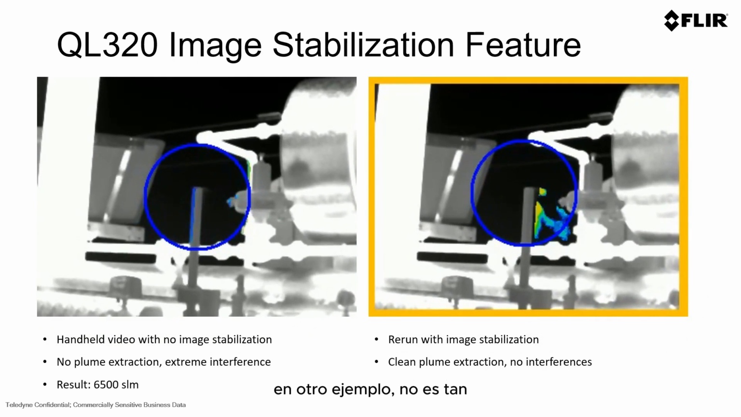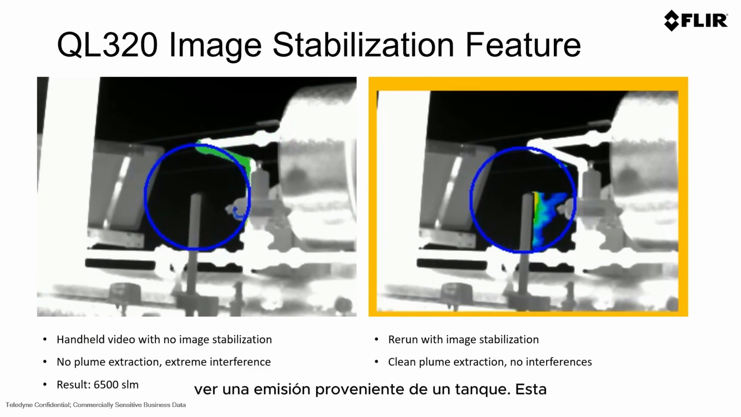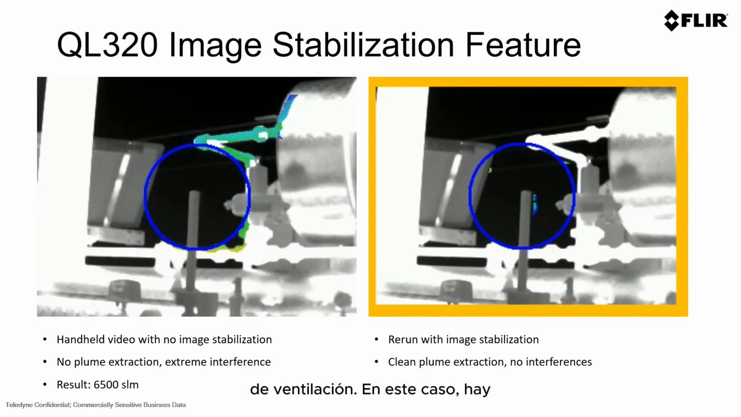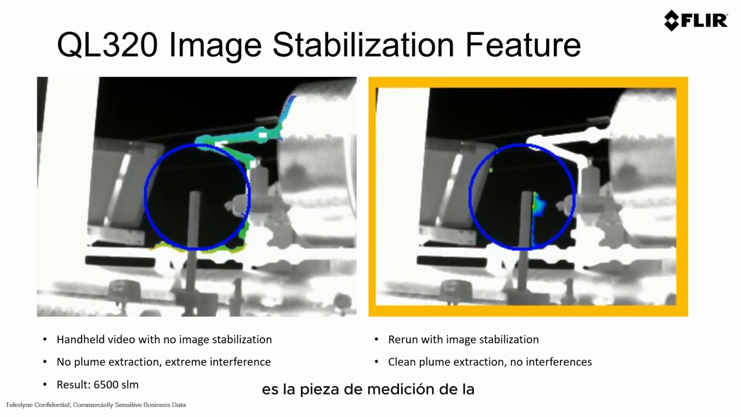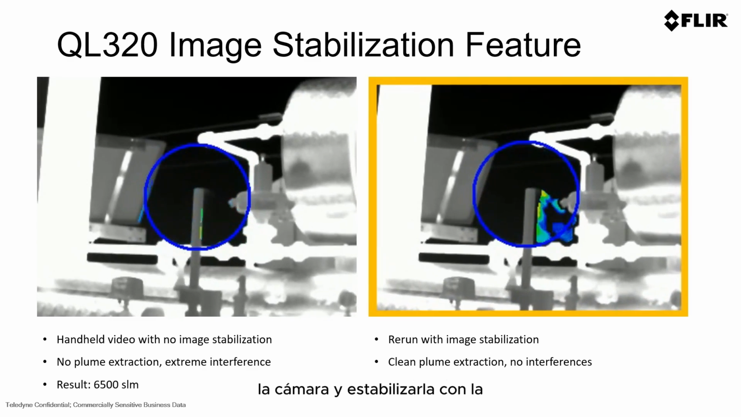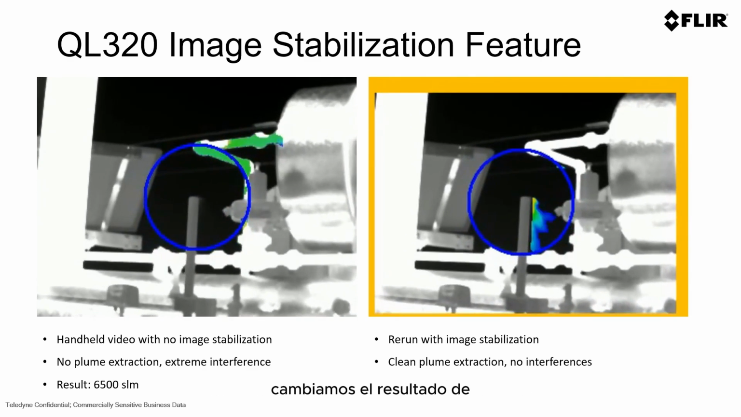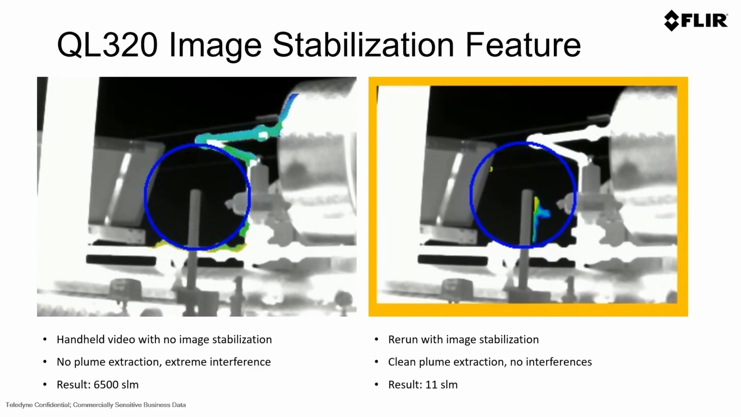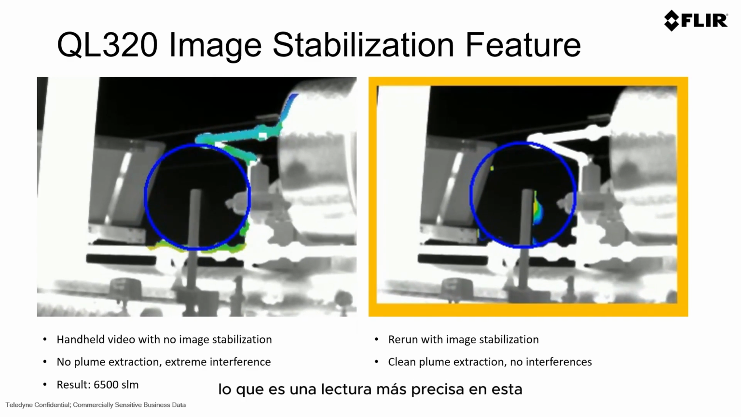In another example, this is not quite as dramatic. You can see an emission coming from a tank. This is a small emission coming from a vent pipe. In this case, there are a lot of items touching the ring. That's the measurement piece of the QOGI technology. But as we use the camera and stabilize it with the stabilization feature within the QL320, we change the result from 6,500 standard liters per minute to 11 standard liters per minute, which is a more accurate reading in this application.